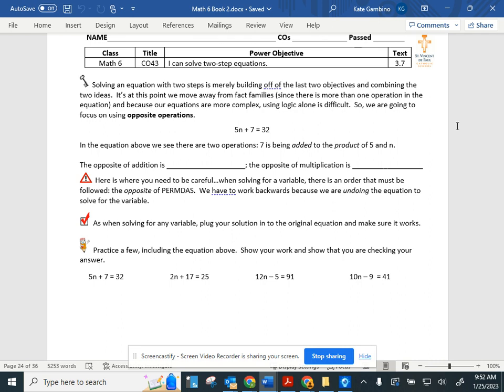In the equation above, 5n plus 7 equals 32, we see there are two operations. When we have the 5 next to the n, it means we're multiplying, and we know that this means we're also adding. So we have two operations there.